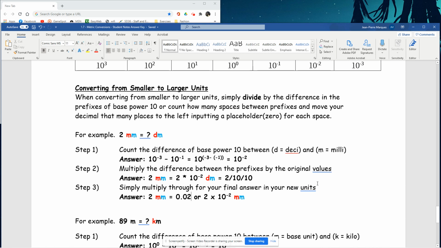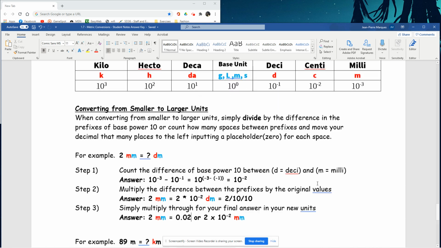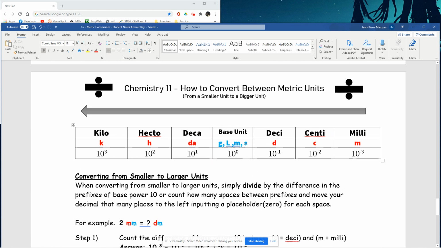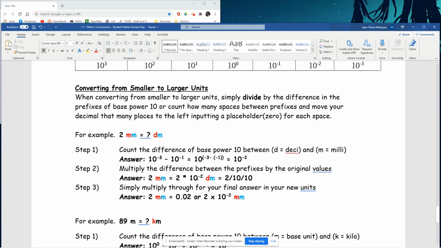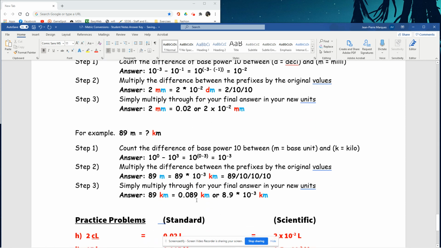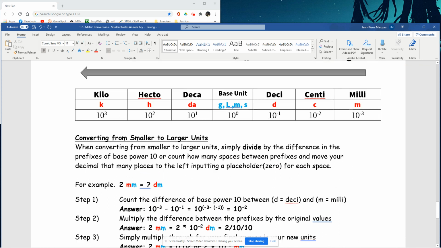Okay, and one last example. We're going to go from 89 meters to kilometers. So meters is a base unit. Therefore, we start here. Kilometers is over here. Smaller unit going to a bigger unit. Therefore, we're going to be dividing, and therefore, we're going to be moving our decimal to the left. How many places do we move to the left? Well, we can count. 1, 2, 3. So I can simply move my decimal place, assuming it's there, 3 places to the left. 1, 2, and 3. Giving us 0.089 kilometers.